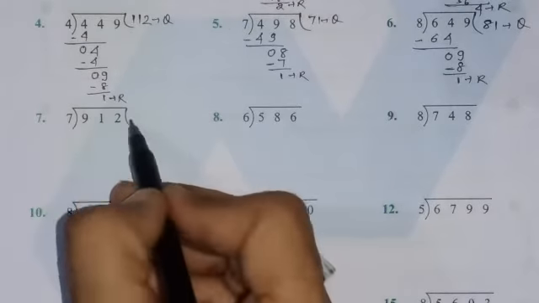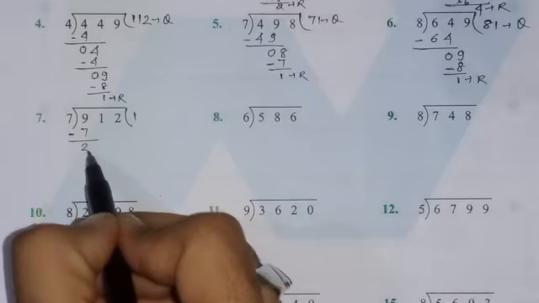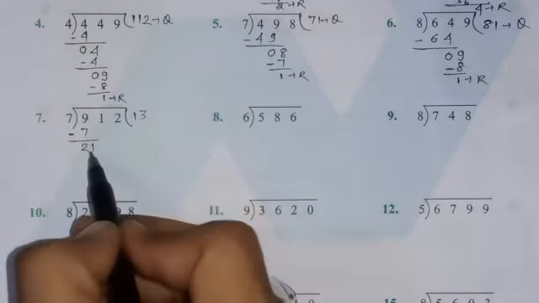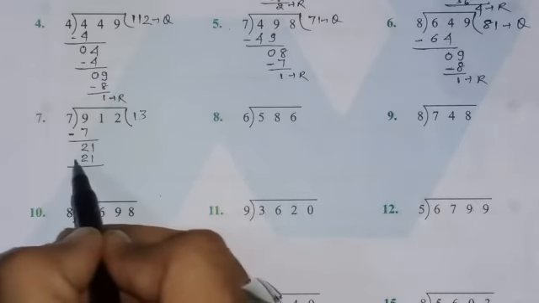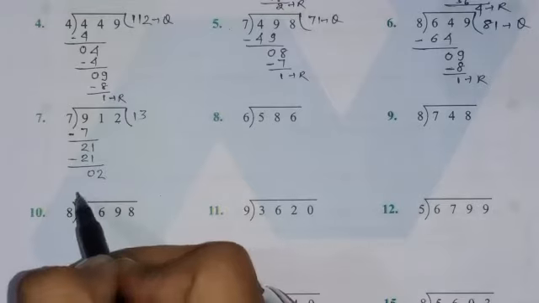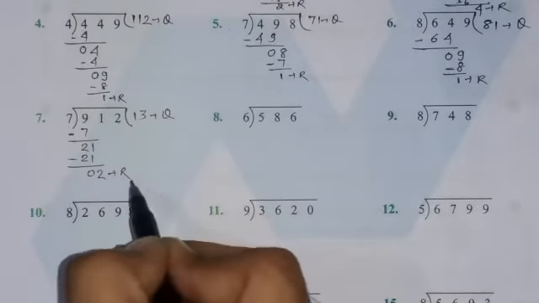Start division. 7 1s are 7. On subtracting you will get 2. Now write down the next digit 1. 7 3s are 21. On subtracting you will get 0. Write down the next digit 2 here. That is not divisible. So this one is quotient and this one is remainder.